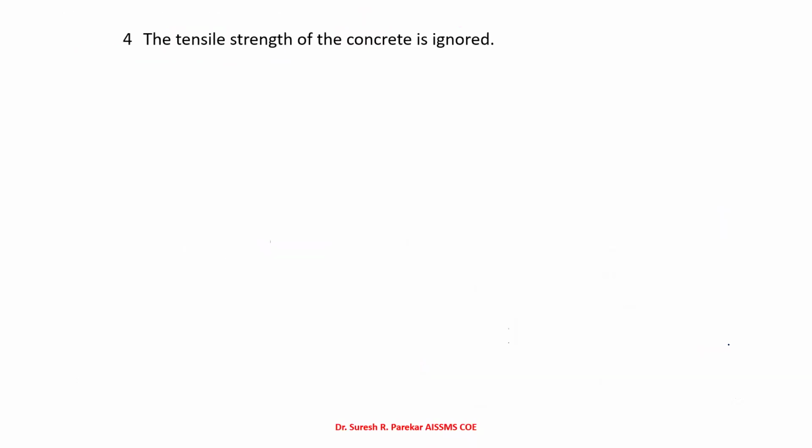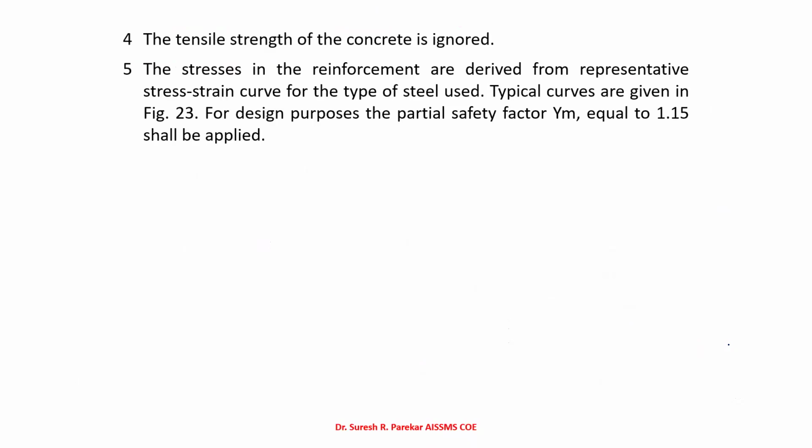Then we have next, the tensile strength of concrete is ignored and the stresses in reinforcement, so this value, representative stress strain curve. So that I have not shown here. So if we will go to figure 23A and B, then that is given for mild steel. And if we will go for torch steel, then we are in this fashion. Likewise. So this is for HYSD bars. And we have this as for mild steel bars.